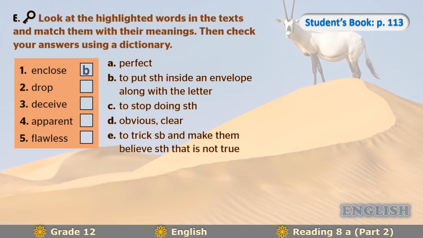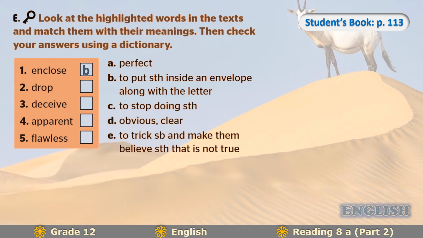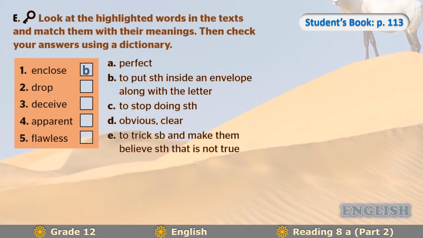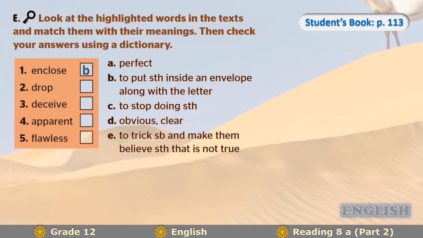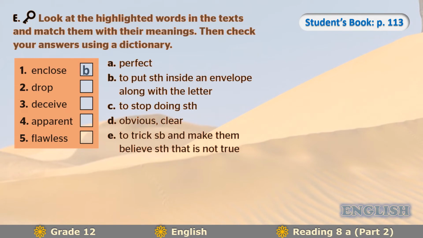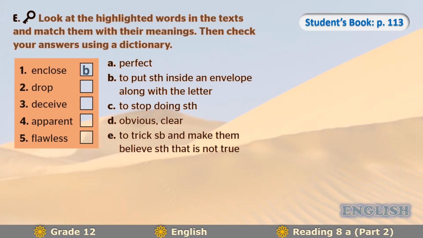The question says, look at the highlighted words in the texts. How many highlighted words are there? There are 5. They are written here on the left. Enclose, drop, deceive, apparent, flawless. What are we going to do? We're going to match these words to their meanings, and their meanings are on the right, A, B, C, D, E. Then we will check our answers using a dictionary.